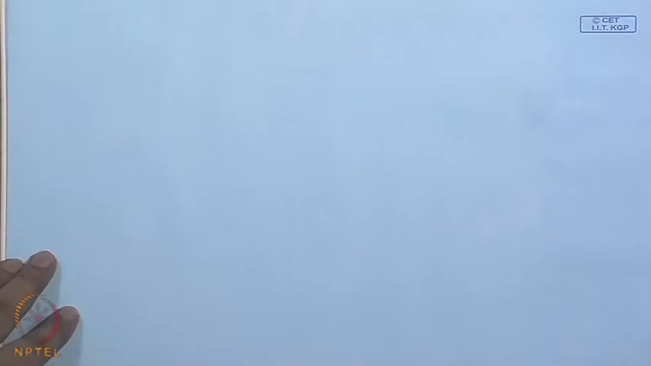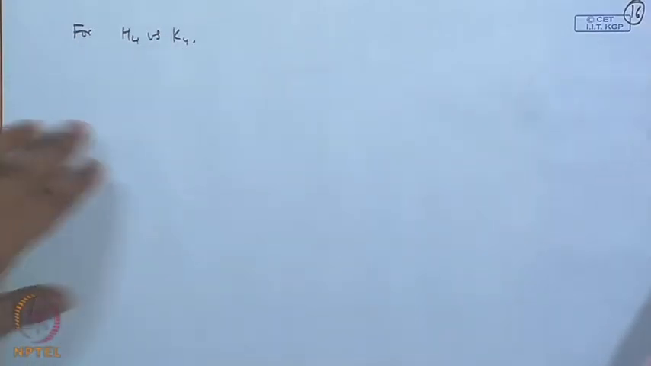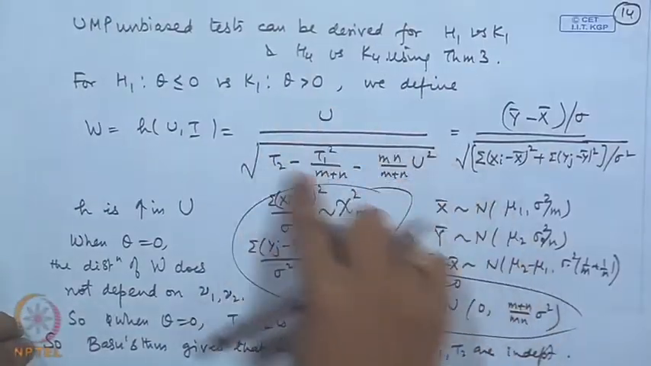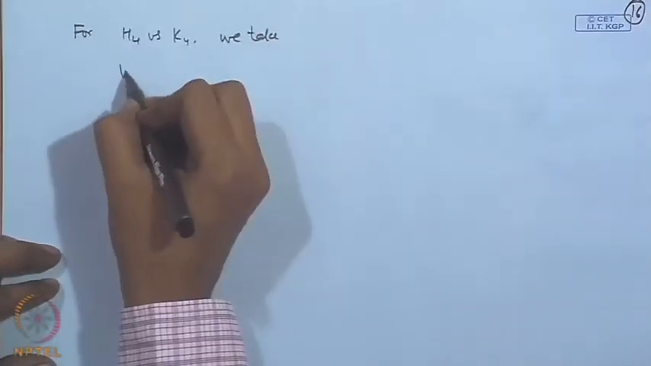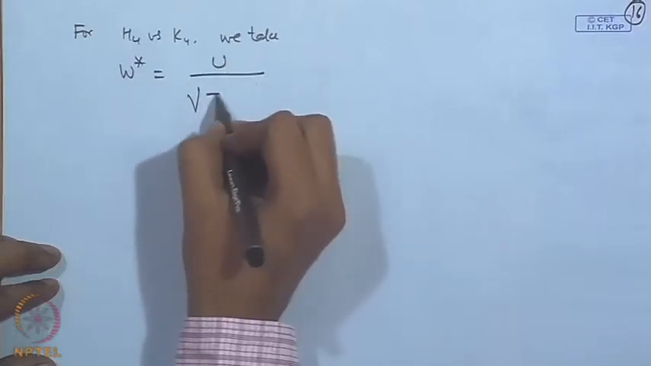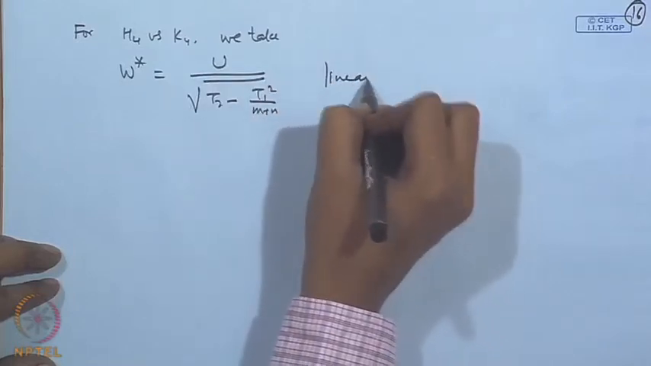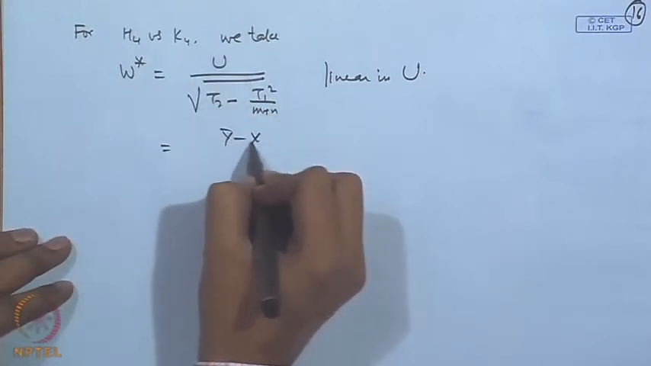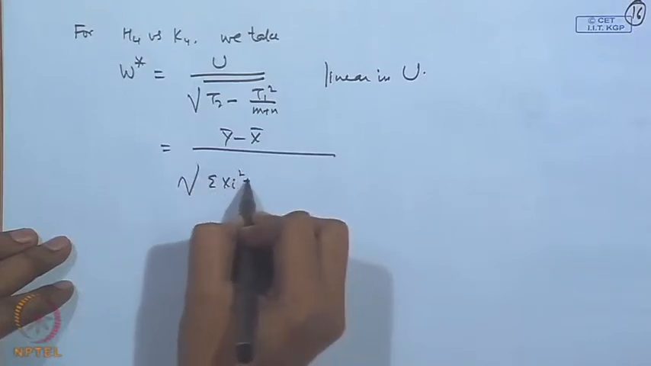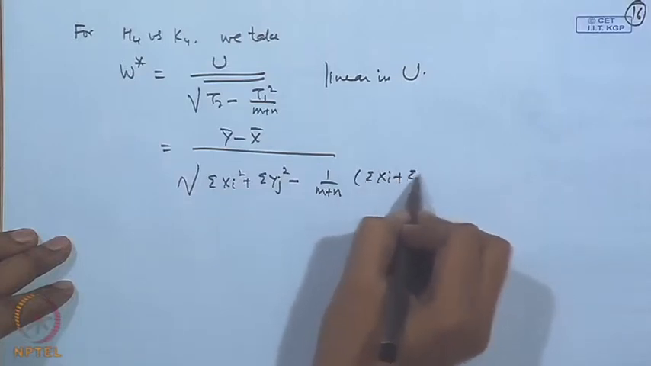Now, let us also look at the H4 problem. For H4 versus K4, this function will not be useful, because this function is not linear in U. So, I modify, we can consider W star equal to U divided by square root of T2 minus T1 squared by m plus n. This is linear in U, and this function, if you see, actually is y bar minus x bar divided by square root of sigma x_i squared plus sigma y_j squared minus 1 by m plus n (sigma x_i plus sigma y_j) whole squared.